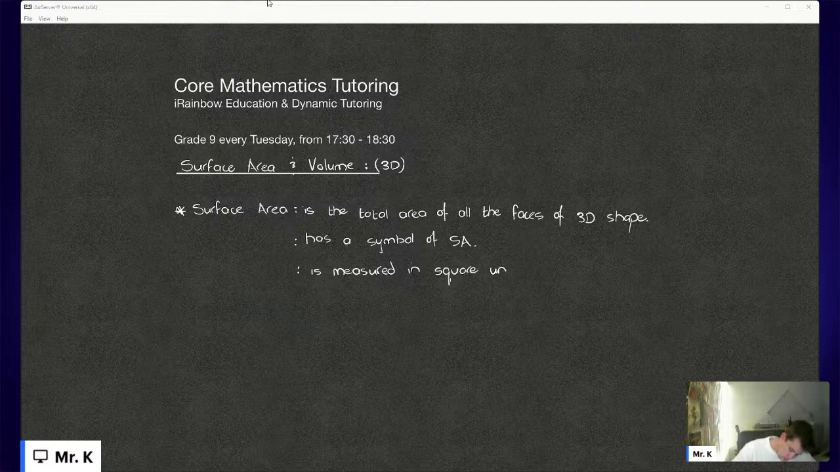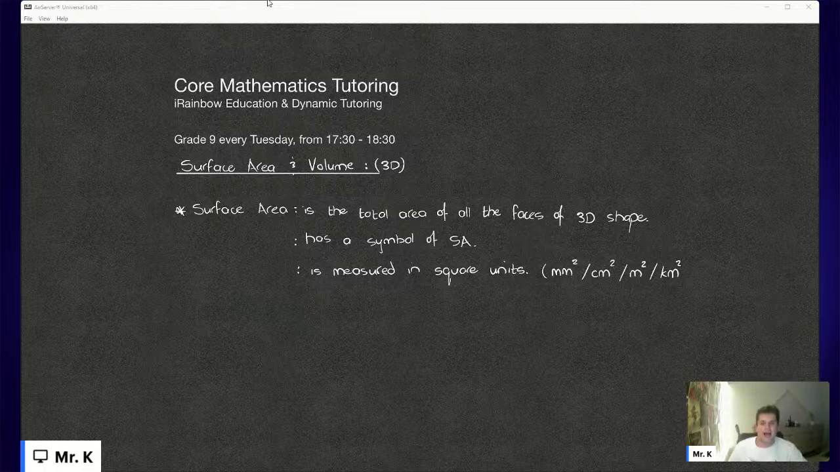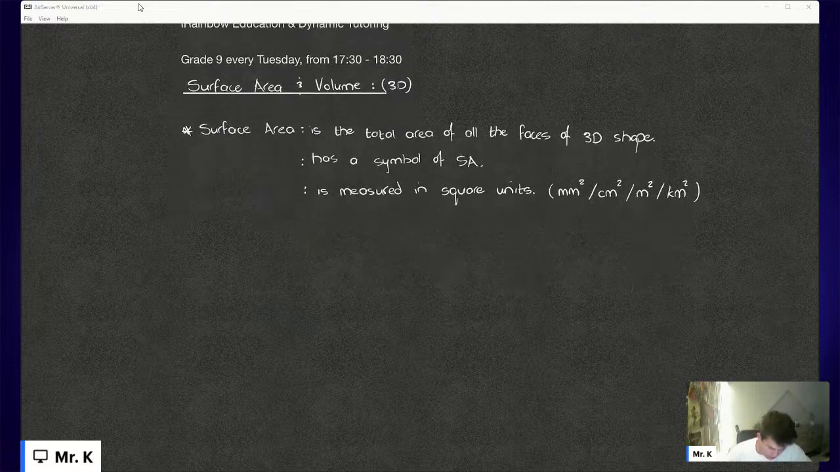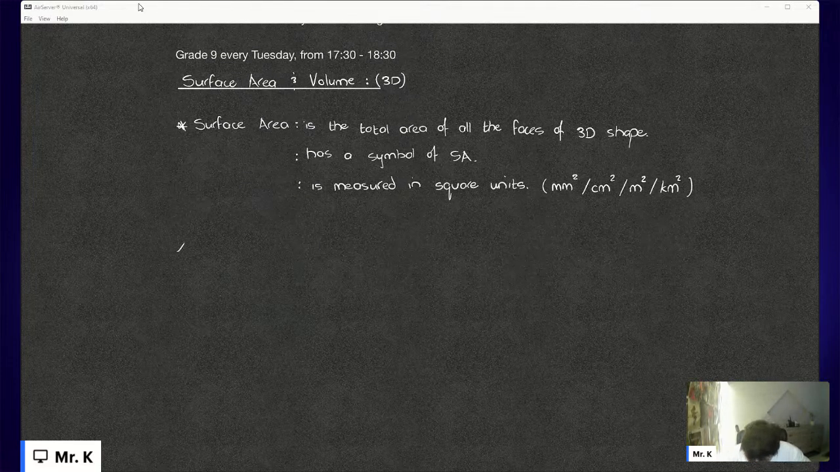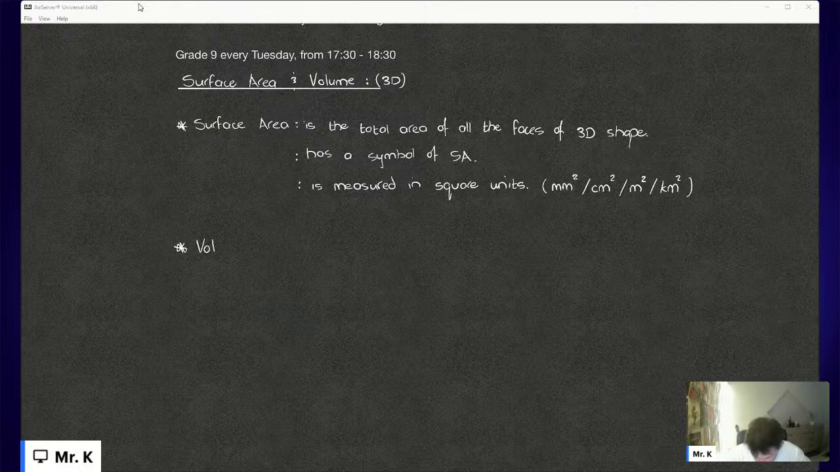Surface area is measured in square units. What does that mean? We're talking about millimeters squared, centimeters squared, meters squared, or kilometers squared, right? They are all squared units of distance. So make sure that you are familiar with all of that information. Next, we need to just quickly revise the concept of volume, and then we'll take a look at some examples. If you guys have any questions, please make sure that you ask me.